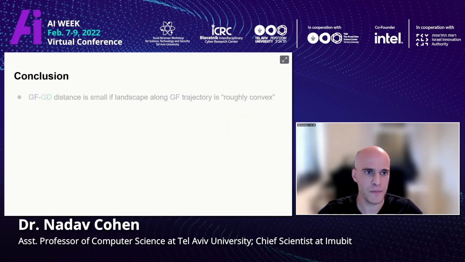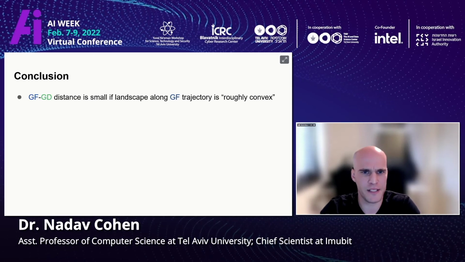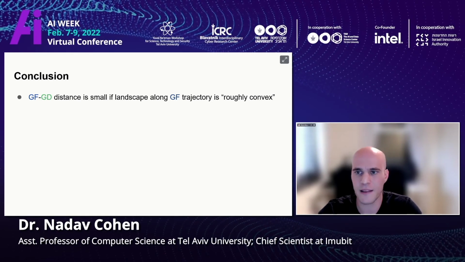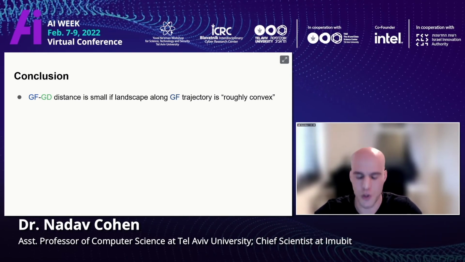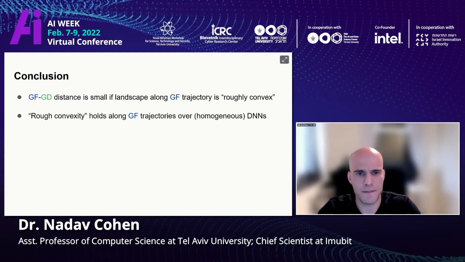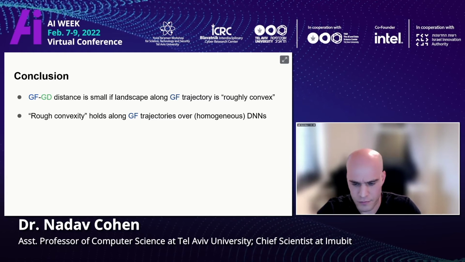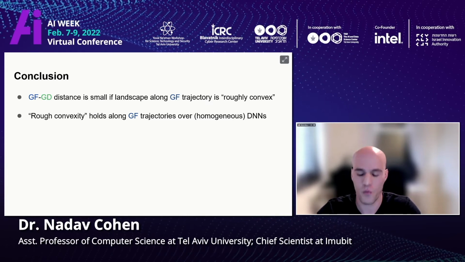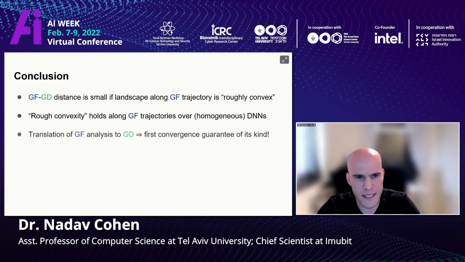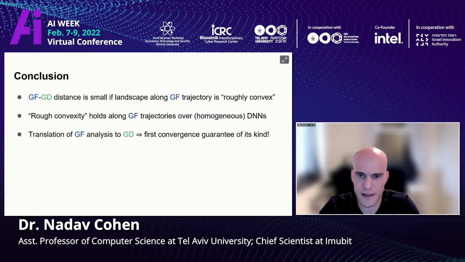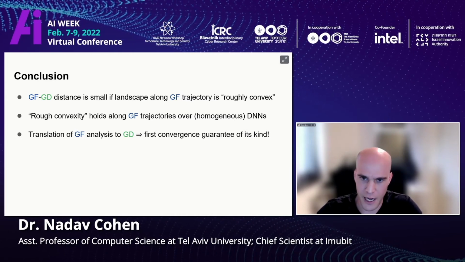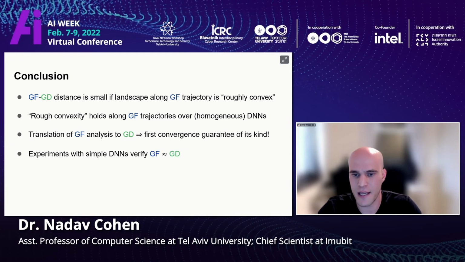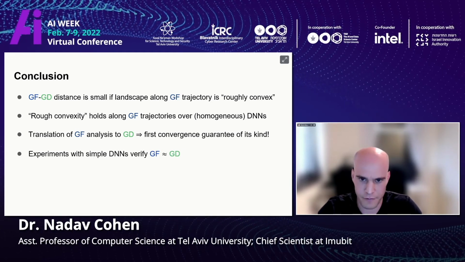Let me just conclude. The distance between gradient flow and gradient descent is small if the landscape along the gradient flow trajectory is roughly convex. That means that the minimal eigenvalue of the Hessian is not too negative. We saw that for deep neural networks that are homogeneous, with linear ReLU or leaky ReLU activation, this property holds. So the trajectories of gradient flow are indeed roughly convex. We use this to translate an analysis of gradient flow to a result for gradient descent that is the first convergence guarantee of its kind. And empirically, we saw that, at least in simple settings, gradient descent is close to the continuous limit of gradient flow.